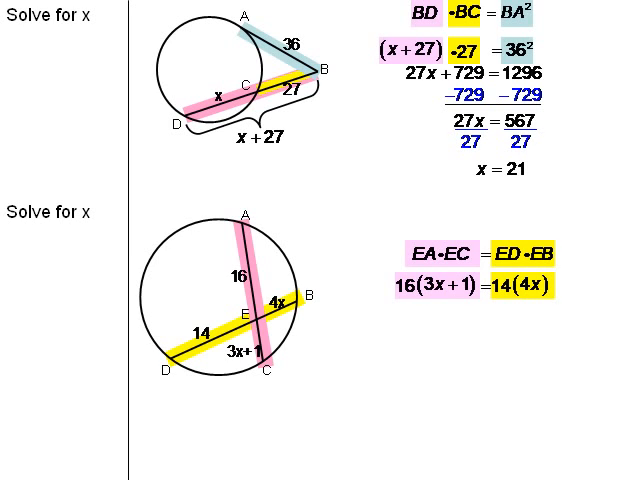On the left side we need to do some simplifying, and on the right side we need to do some simplifying. So 16 times 3x plus 1 is 48x plus 16, and 14 times 4x is 56x. We move our x's to the same side, so subtract 48x from both sides, and we get 16 equals 8x. We divide by 8 to get x by itself, and x equals 2.